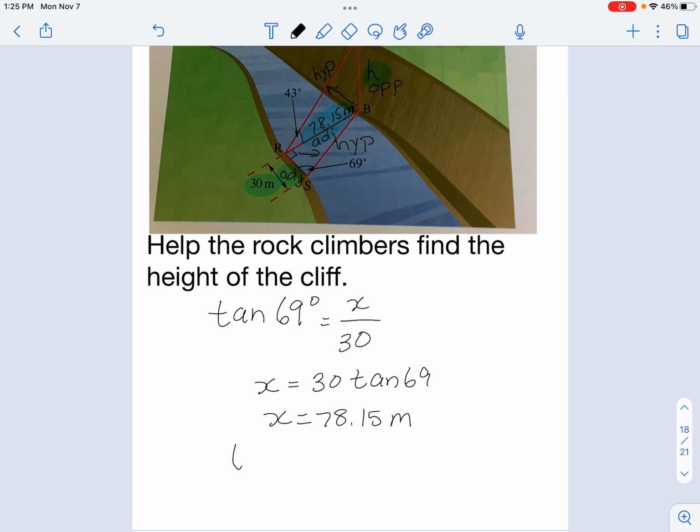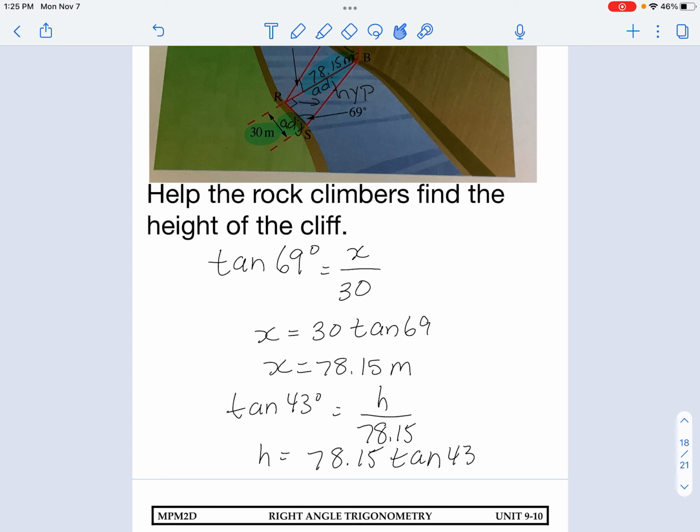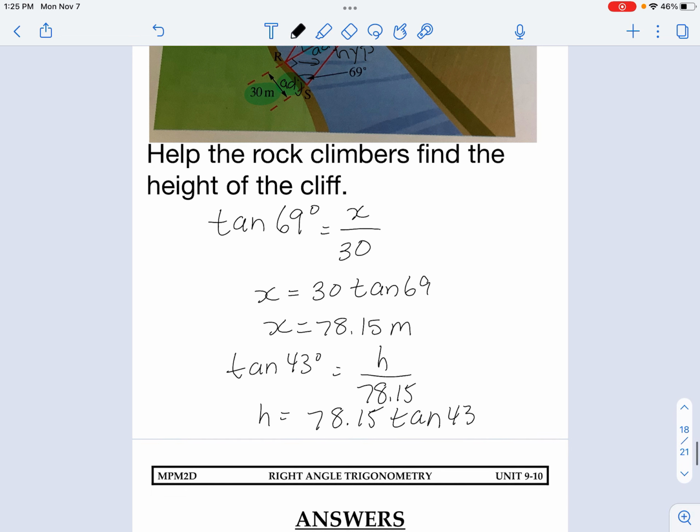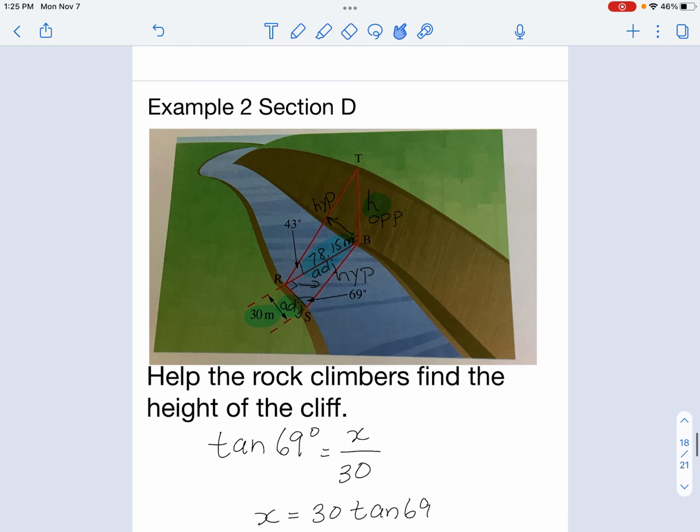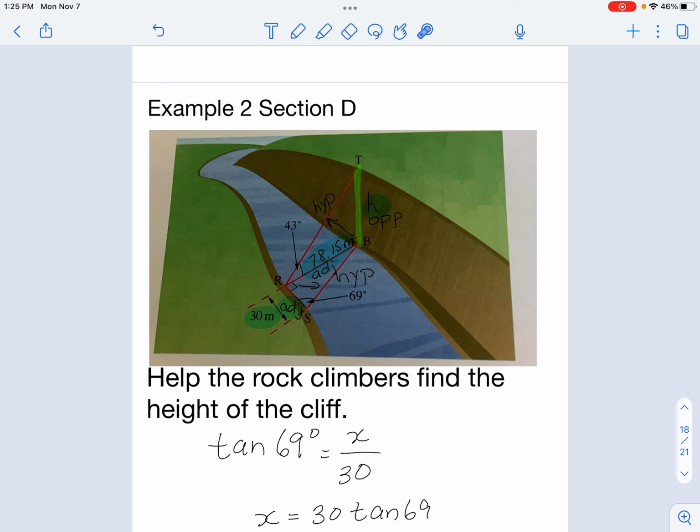So we're going to be looking at tan of 43 degrees this time, and it equals H over 78.15 meters. And again, to isolate H, you're going to multiply both sides by 78.15 to get rid of dividing by 78.15. We do the opposite. So 78.15 approximately times tan 43 should give me a value for H of approximately 72.9, and I'm just going to round that to one decimal place. So 72.9 meters would be the height of the cliff, and I could make that conclusion.